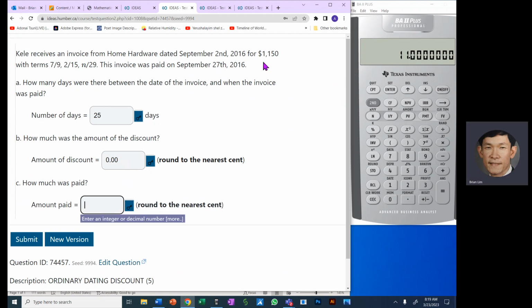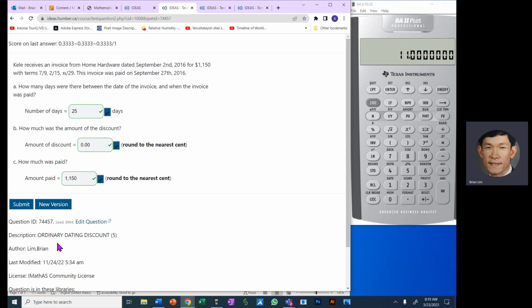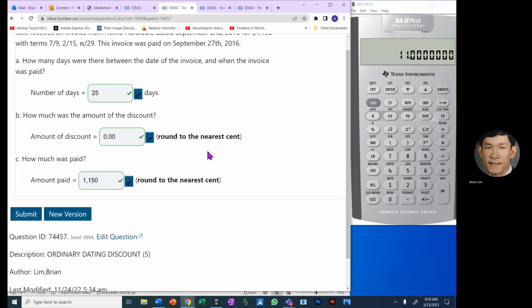All right, so the amount paid would be this amount right there on the invoice, $1,150. And that should be the correct answer. And there we are, they are correct, and all is well. Okay, so that is one kind of question.